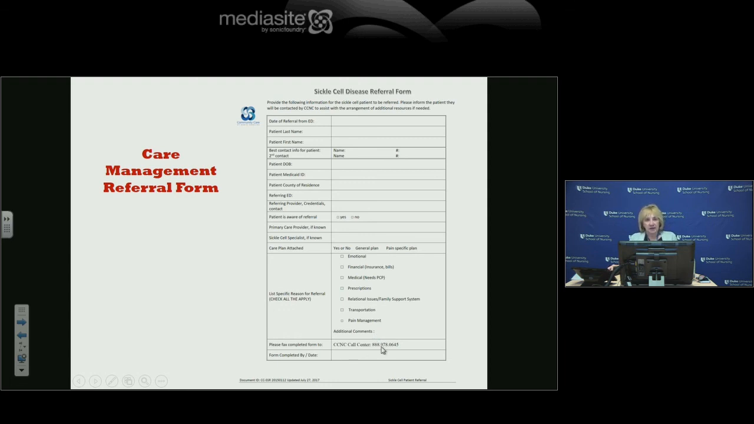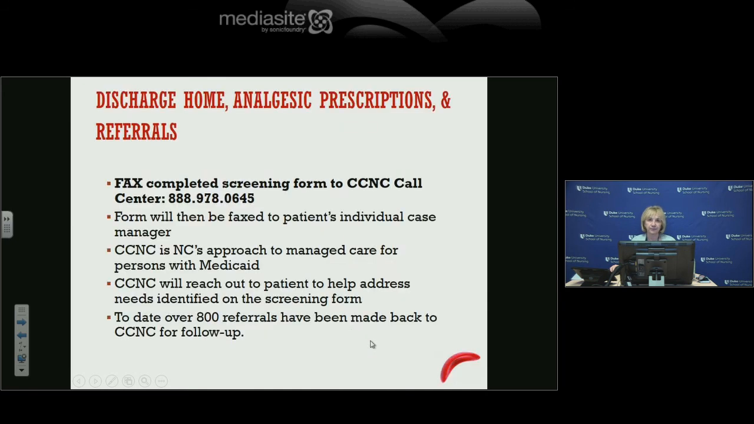So part of the dissemination project, what we're asking for is that emergency departments adopt the Vaso-Occlusive crisis algorithm, and that they also start to be able to use this form to refer patients back to CCNC. This is the fax number, gets faxed to their care manager, etc. And to date, there have been over 800 referrals made back to CCNC.